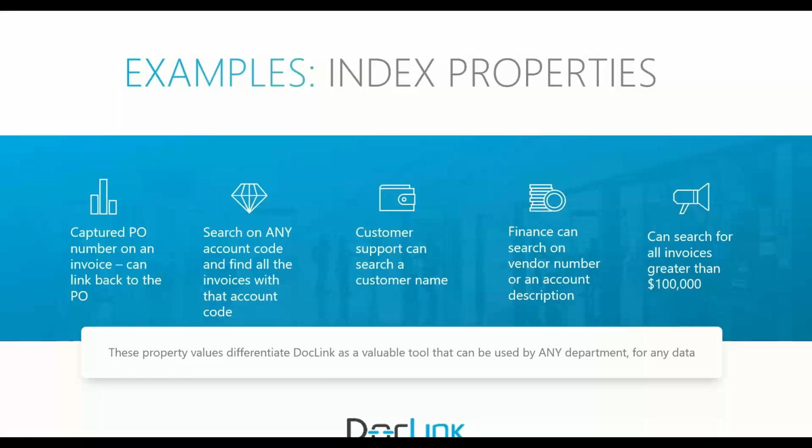Customer support can search for a customer name, or they could search for that customer's purchase order number, perhaps. Finance can search on vendor numbers, invoice numbers. You could even search simply by dollar amounts. People in procurement or in a warehouse could search by an inventory item number. Any of that information is available to be used within DocLink.